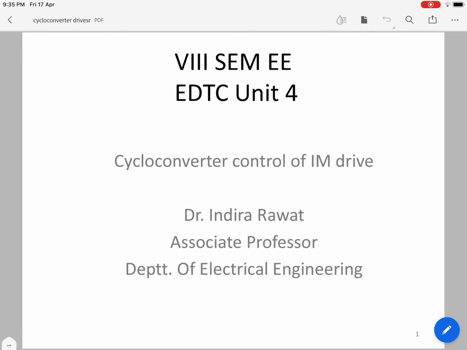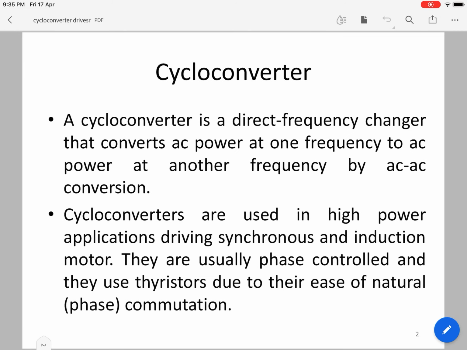Hello students. Today's topic is cycloconverter control of induction motor drive. This is a part of unit 4 of the EDTC syllabus. A cycloconverter is a direct frequency changer that converts AC power at one frequency to AC power at another frequency. That is, it is an AC to AC converting device.